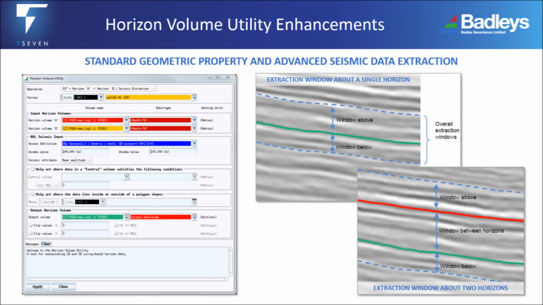The seismic data is extracted over a vertical window per horizon data point. Therefore, the output value per horizon data point is a statistical measure and may be set to mean amplitude, RMS amplitude, maximum magnitude, or average energy.